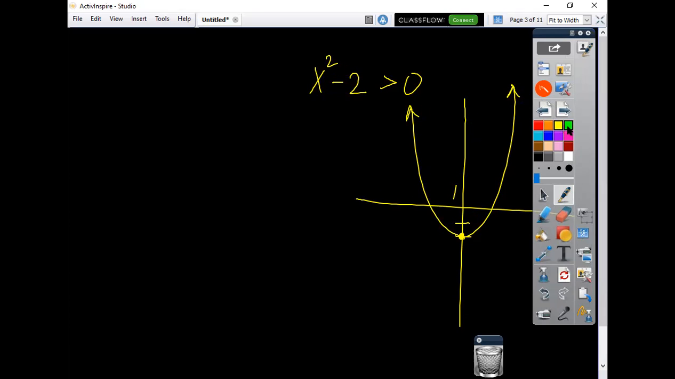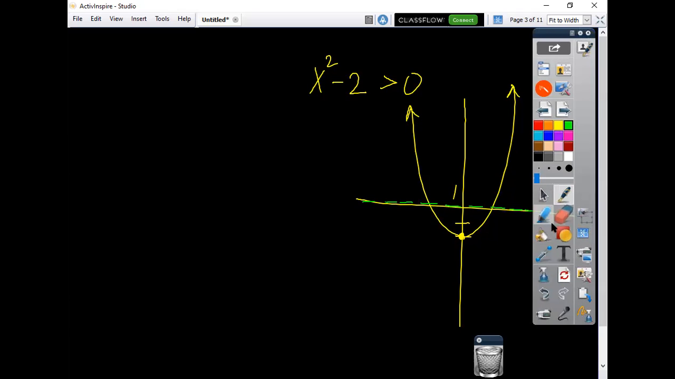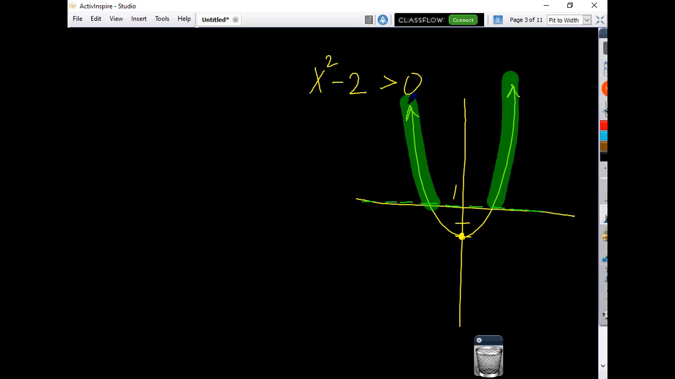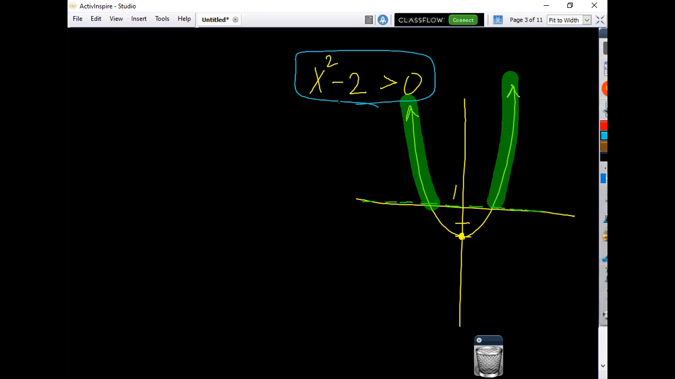So greater than 0, isn't 0 on the x-axis? So what parts of that graph are greater than 0? First of all, hopefully you would agree that it's going to be these arms that are sticking up here. Again, are the y's actually part of the solution? Hopefully you say no, the y's aren't part of the solution. There was no y in the original problem. So it's just the x's.